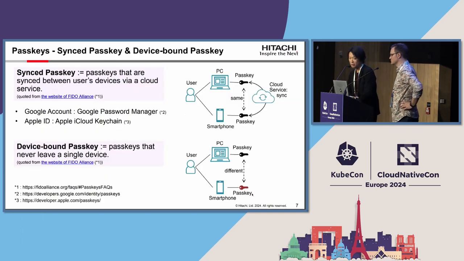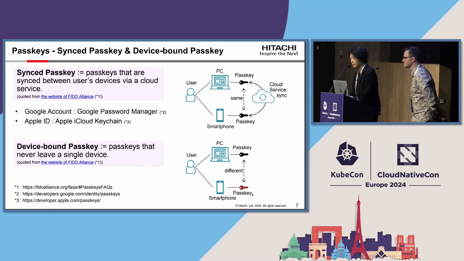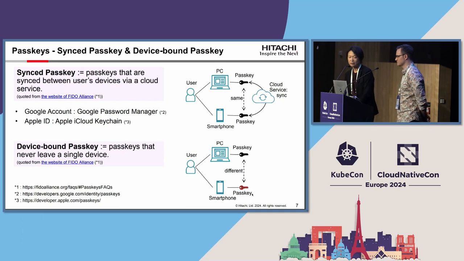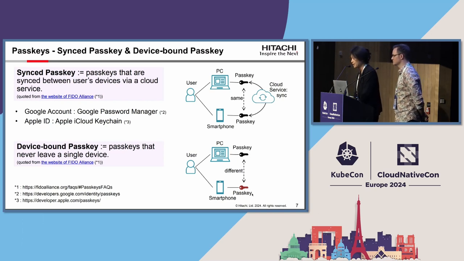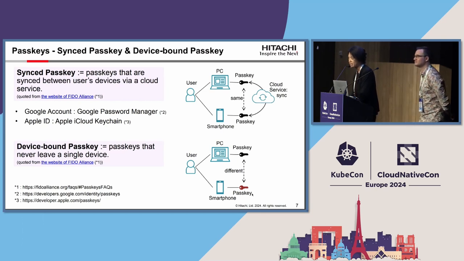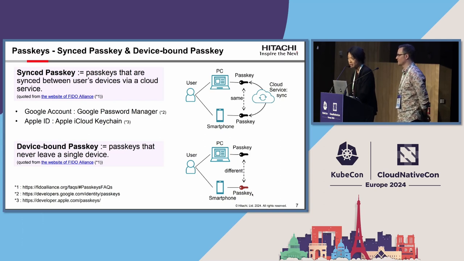As just mentioned, there are two types of passkey, synced passkey and device-bound passkey. The device-bound passkey is bound to your own single device, while the synced passkey is bound to your major IDP, identity provider's user account, for example, the Google account and Apple ID. Therefore, you can share a synced passkey among your several devices by using cloud synchronization services, for example, Google Password Manager and Apple iCloud Keychain.